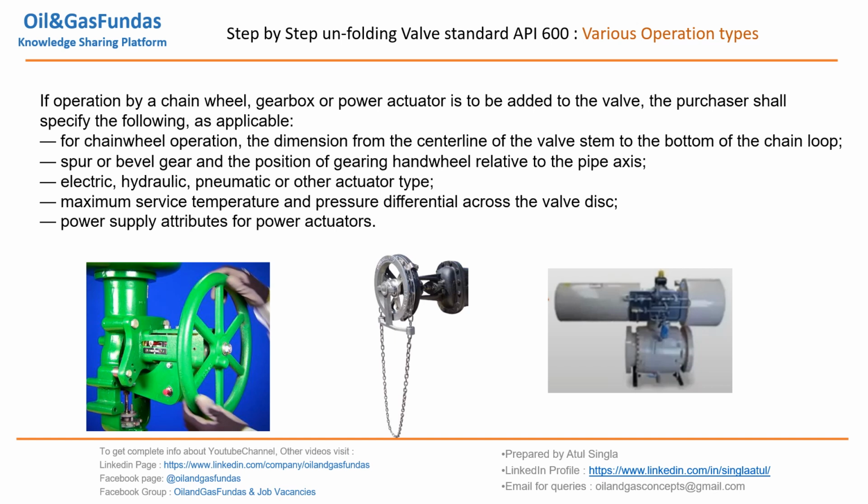Now there are many clauses related to valve stem operation. If operation by chain wheel, gearbox or power actuator is to be added to the valve, the purchaser shall specify the following as applicable. For chain wheel operation, you see here the dimensions from the center line of the valve stem to the bottom of the chain loop have to be mentioned. Similarly for electric, hydraulic, pneumatic actuators, the requirements have to be mentioned very clearly in advance to the vendor so that these can be taken care of. So there are many things which we need to mention. We need to analyze in advance what kind of hand wheel we are going to use to operate the valve, and we have to mention all these clauses in our requisition when we send it to the vendor so that these are not missed and can be taken care of in advance.